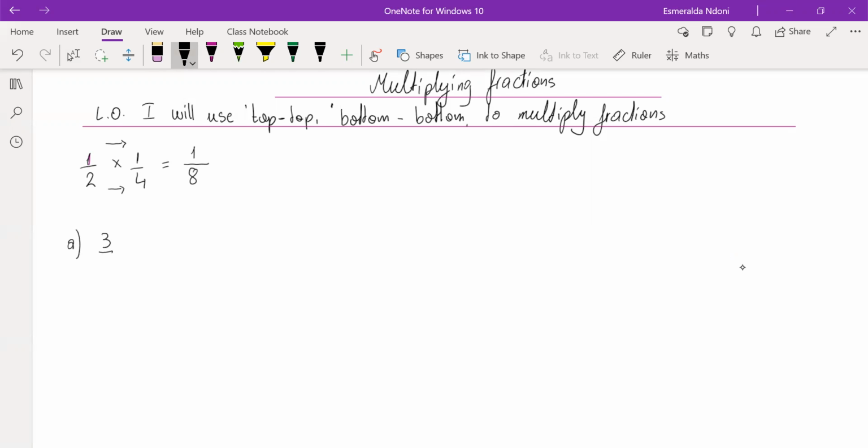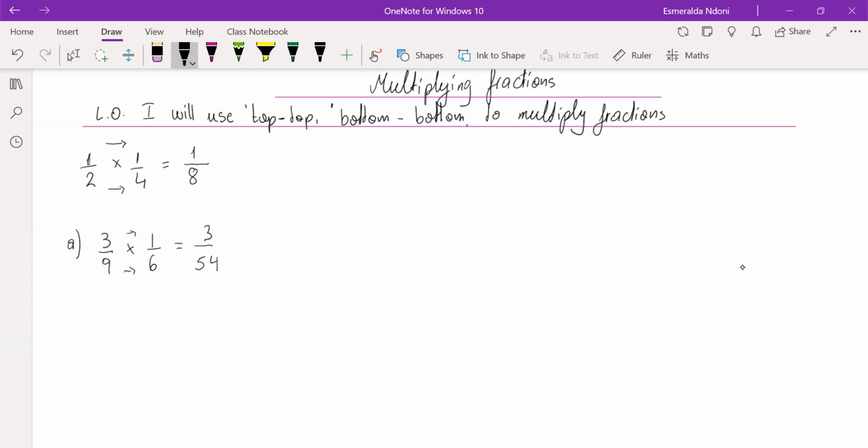So I have 3 9s, and I want to multiply this by 1 6. Multiplying fractions, top, top, bottom, bottom. So let's do that. 3 times 1 is 3. 9 times 6 is a little harder for some of you, so make sure you use your hands to work out the 9s times tables. So 9 times 6 is 54.